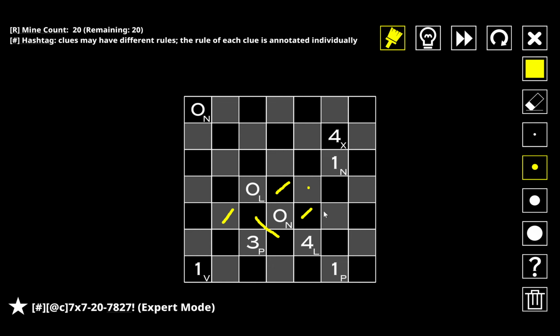And, okay. I'm not sure this really gives us a lot. I guess this also tells us that the one in the corner here is a non-mine, because there must be at least 1 mine in this region, 1 mine in this region. So, okay. I guess that's something.